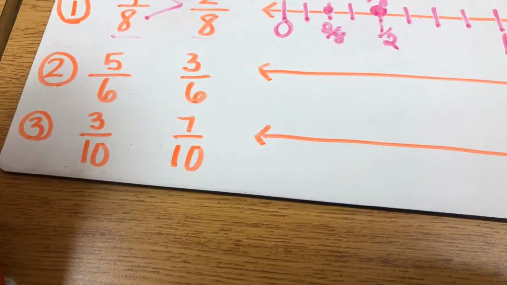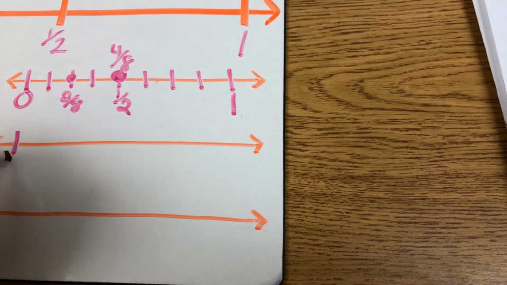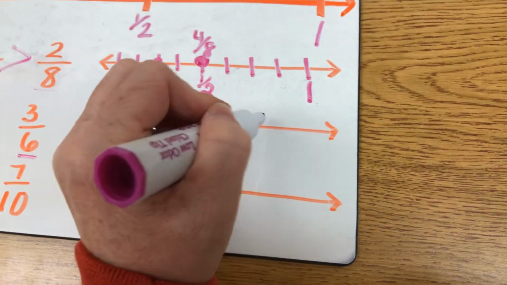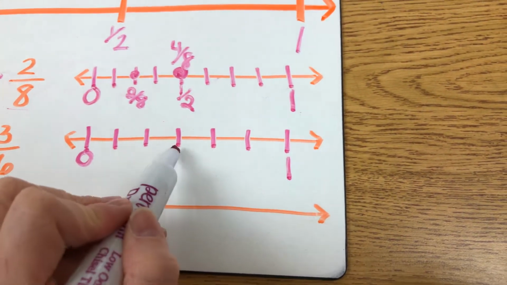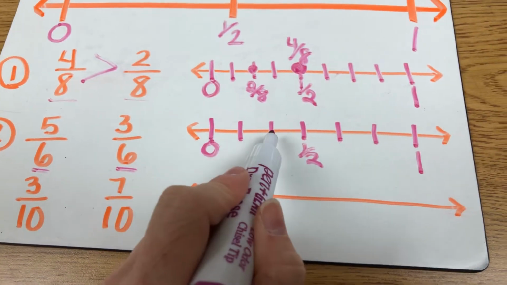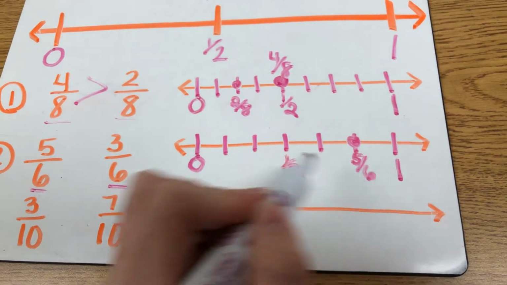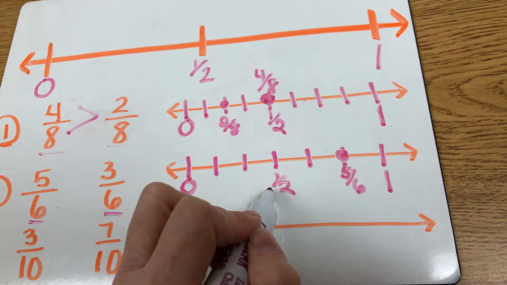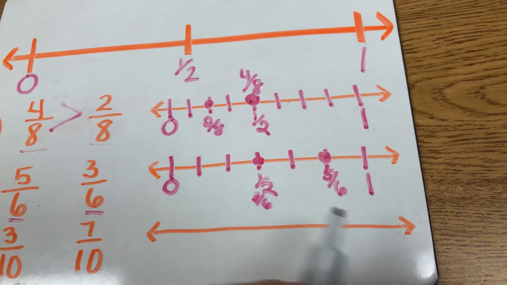The next one is divided up into 6 pieces. So I'm going to do my constants. 0, 1, 2, 3, 4, 5, 6. So I know this is my 1 and this is my half. Now I'm going to put my fractions on. So 5/6, 1, 2, 3, 4, 5 is here. And 3/6, 1, 2, 3, 3/6 is right here at the half mark. So I can see that 5/6 is greater than 3/6.